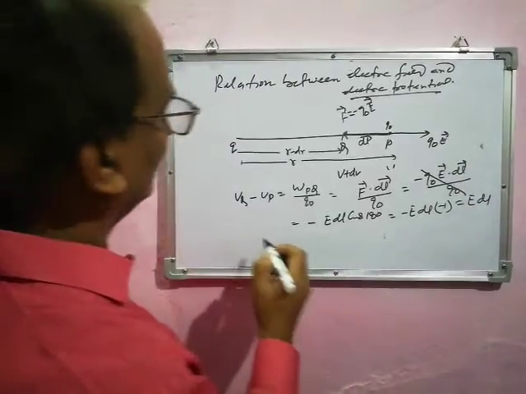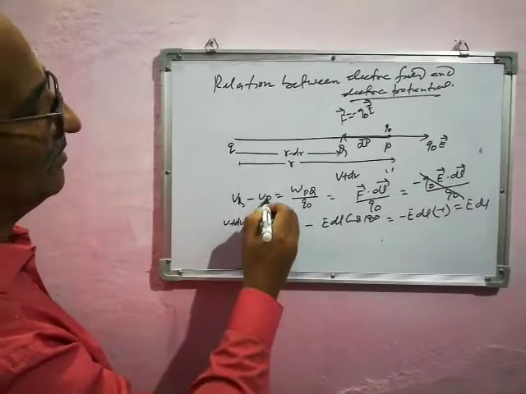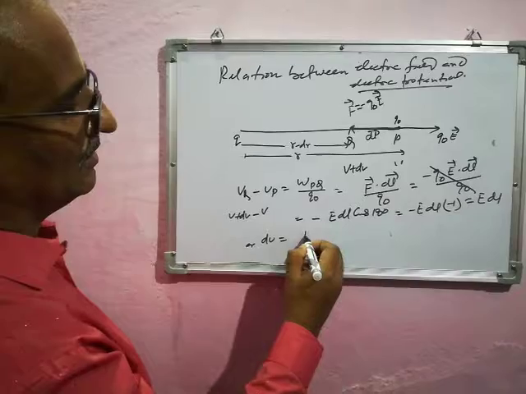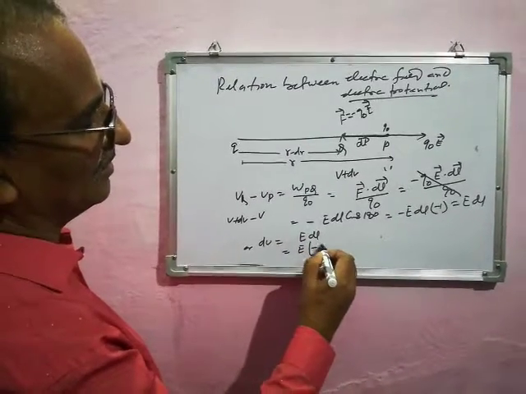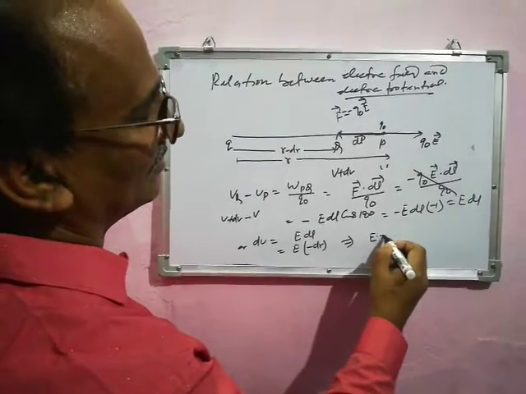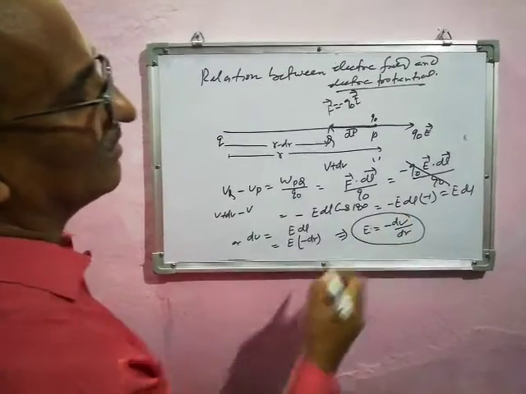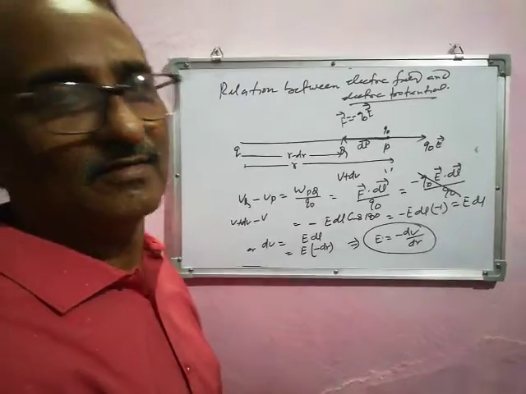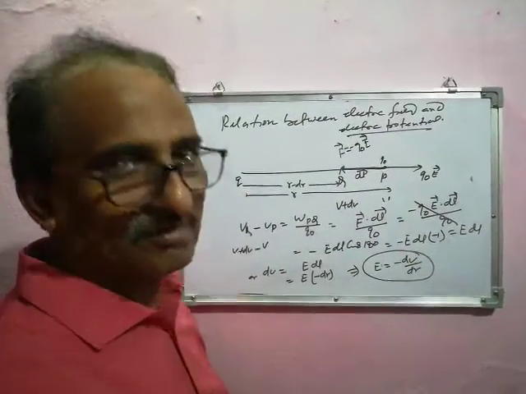And here Vq is given as V plus dV and Vp is equal to V. So dV is now equal to E dl, and it is equal to E into minus dr. This implies that E is equal to minus dV by dr. So electric field is equal to the negative of the potential gradient. In this way, electric field is related with electric potential.